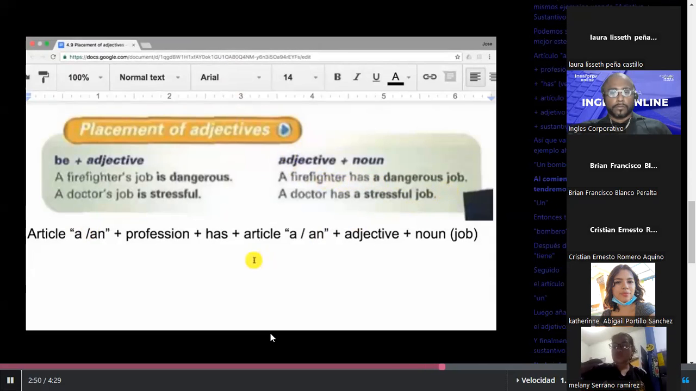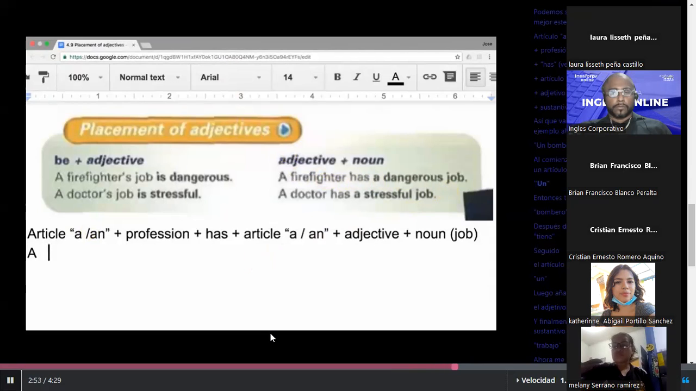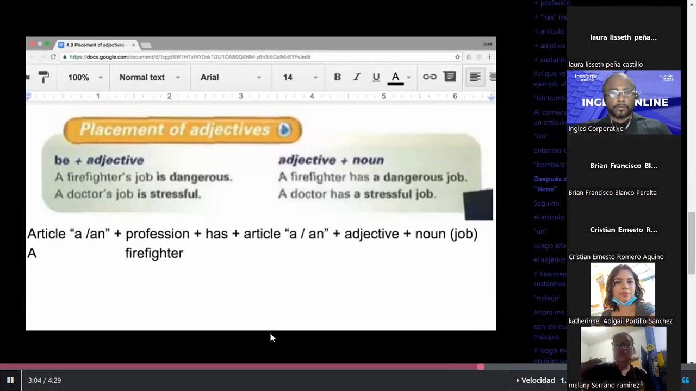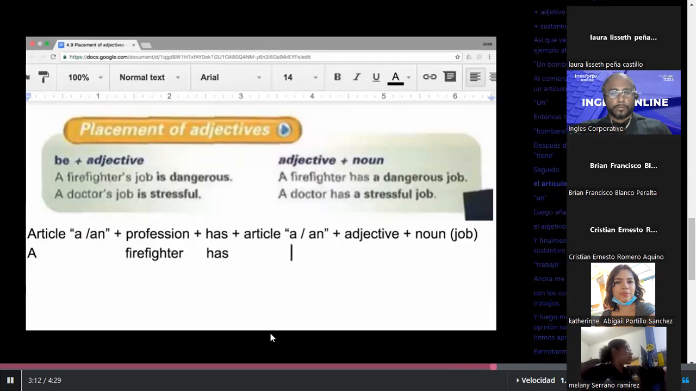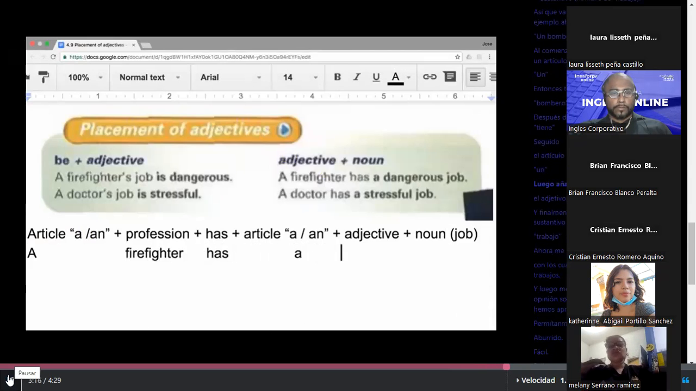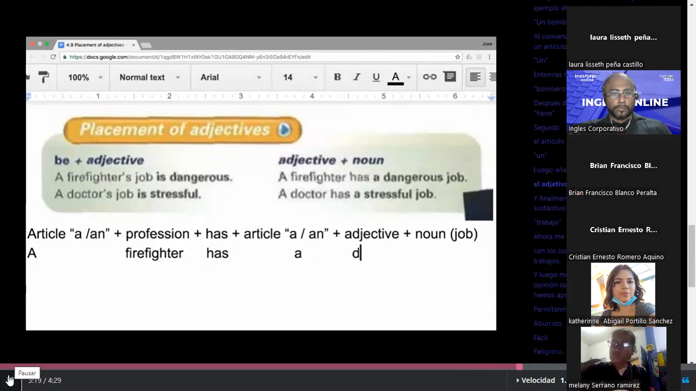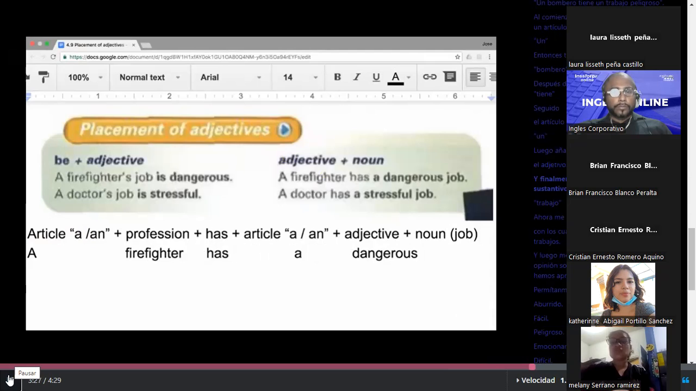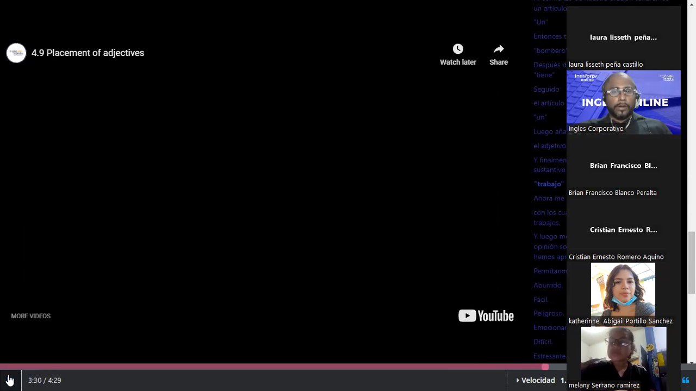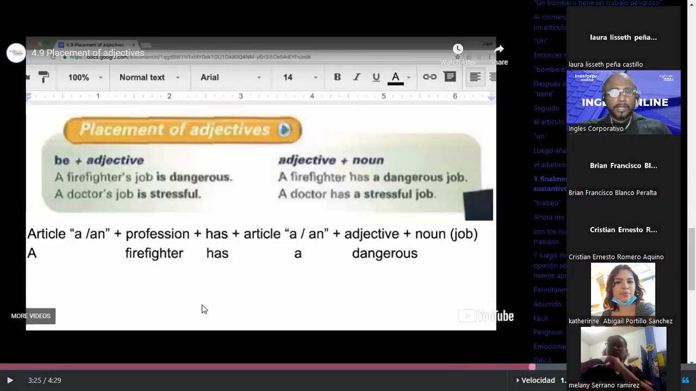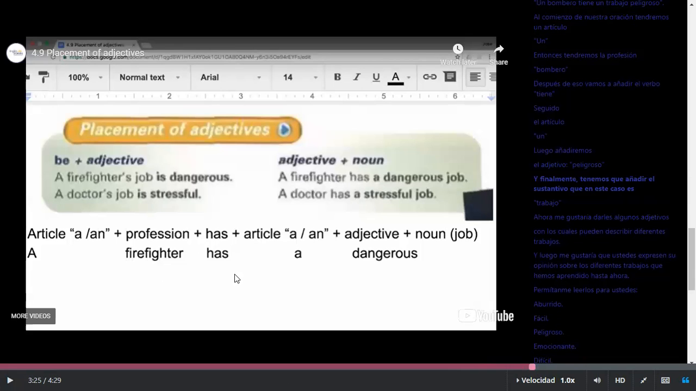At the beginning of our sentence, we will use an article, a. Then we will have the profession, firefighter. After that, we add the verb has. Next, the article a. Then we will add the adjective. And finally, we need to add the noun, which in this case is job. Okay, les voy a dar un ejemplo acá. A firefighter has a dangerous job. Aquí lo voy a escribir yo, job.